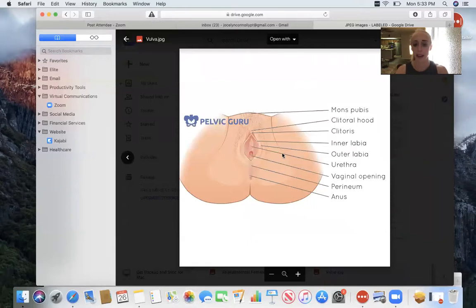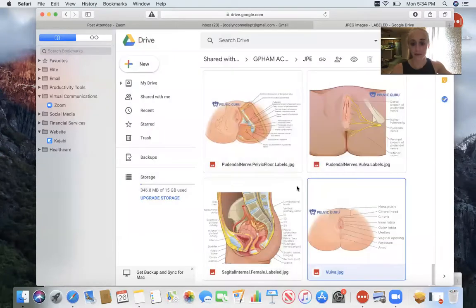And then again, here's a different picture. Here you see a better picture of the urethra. You see the labia majora, and then you see the labia minora, or inner labia, outer labia, clitoris, clitoral hood, anus. This is the spot between the entrance of the vagina and the anus, the perineum here. And then it doesn't necessarily show the specific muscles.